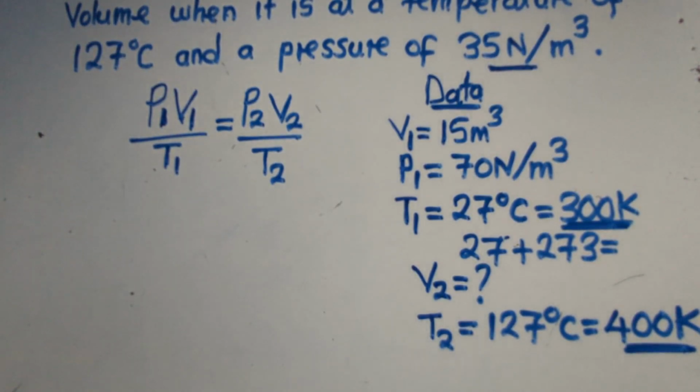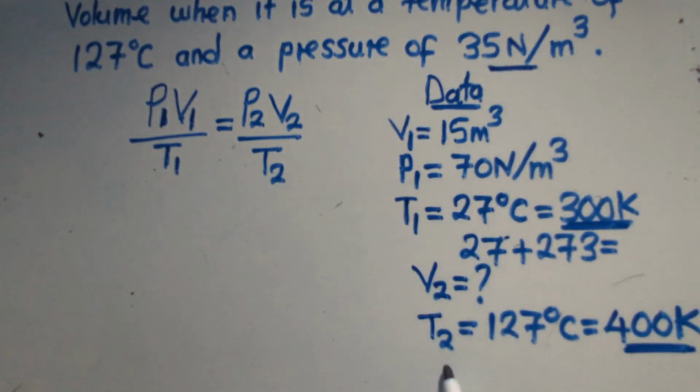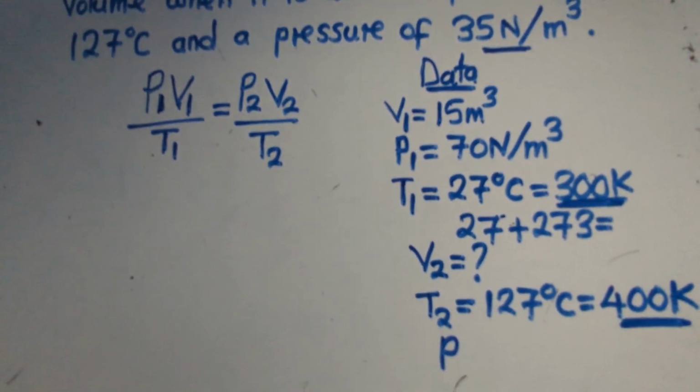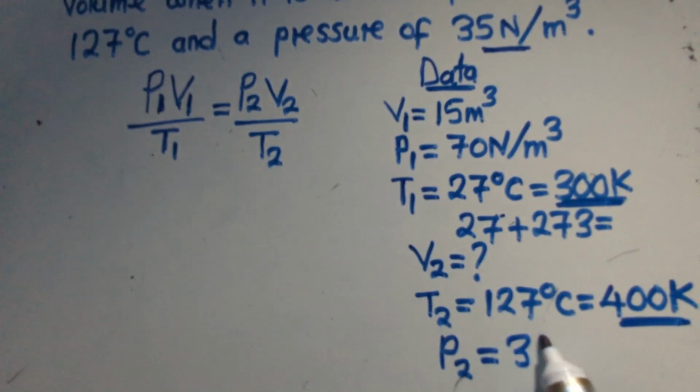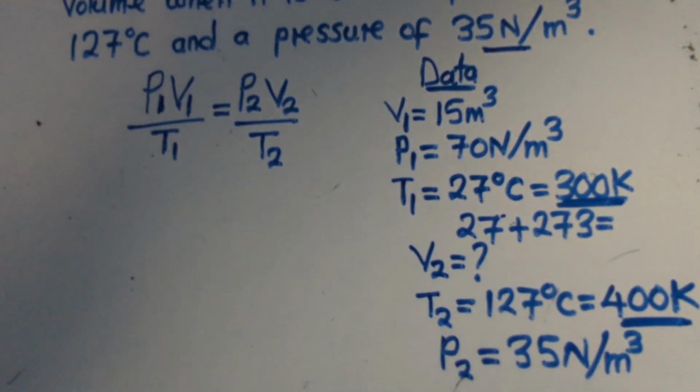Then what is pressure 2? We are given that one. Pressure 2 is equal to 35 newtons per meter cubed. So this is the data that we are given in the question. After getting this data, we just substitute in our wonderful formula.